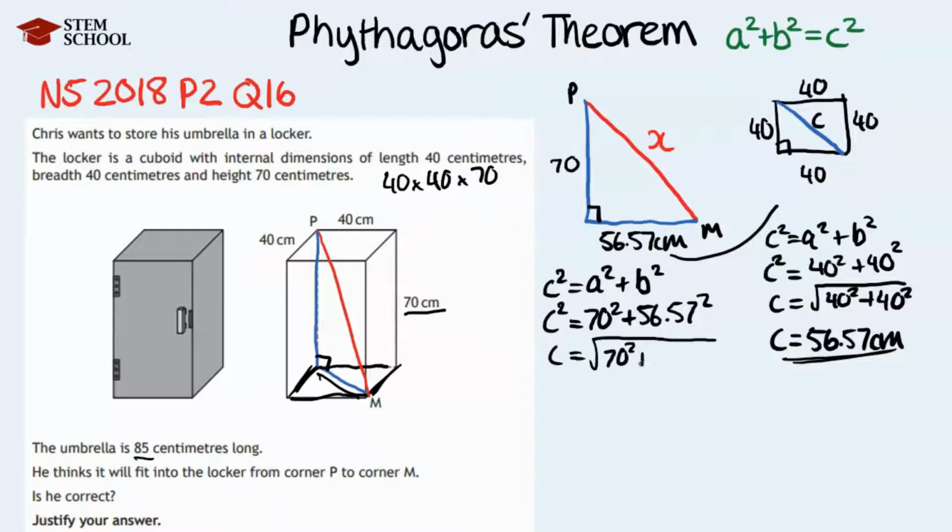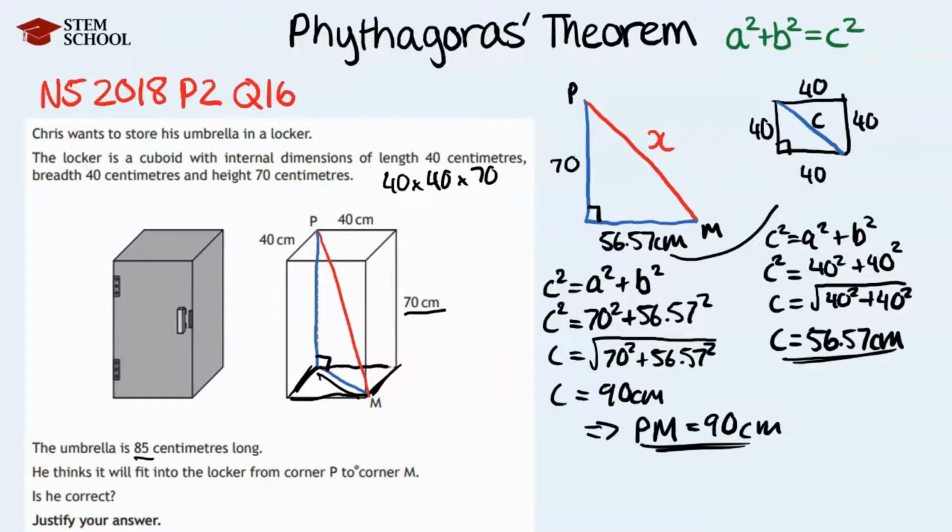So it'll be the square root of 70 squared plus 56.57 squared. And then when you put that into the calculator, you get c is equal to 90 centimeters, which is what we labelled as length from P to M is equal to 90 centimeters. Okay?